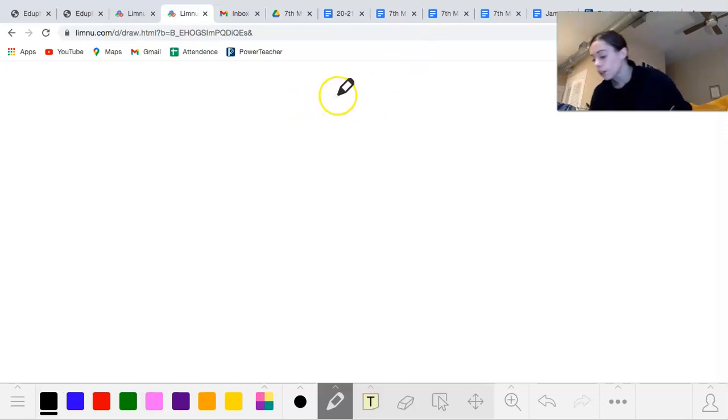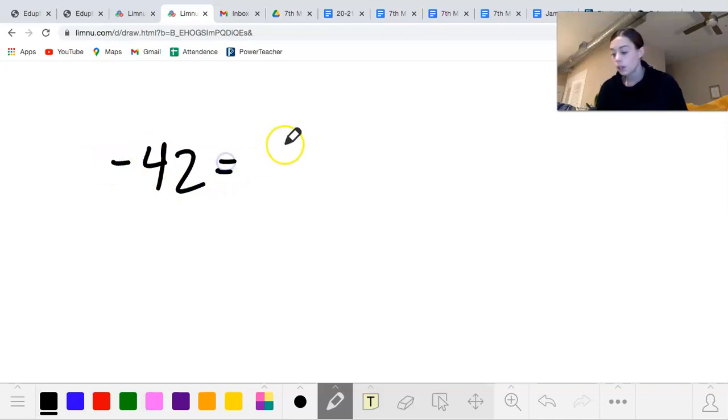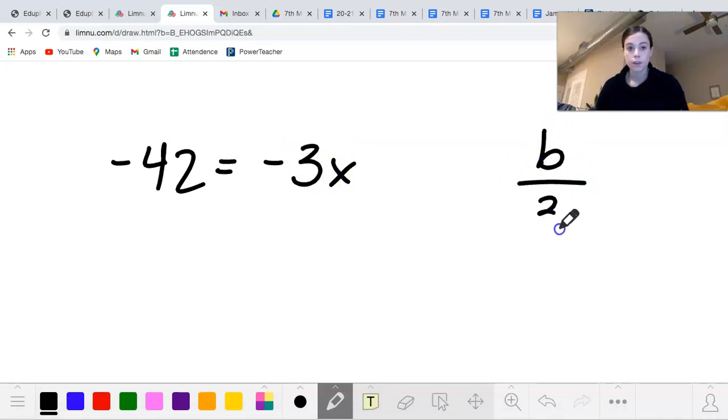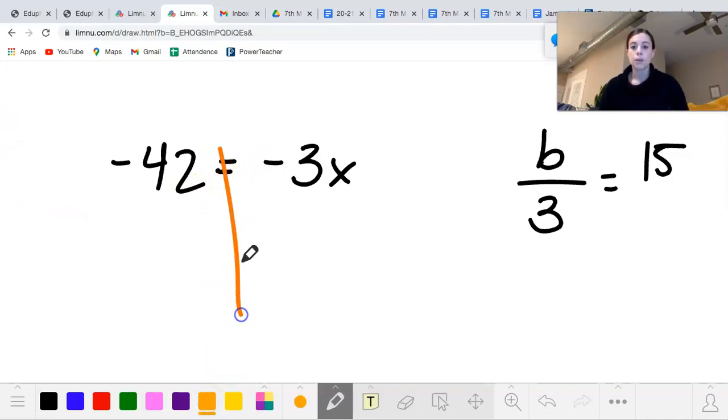My first one that we're going to do is negative 42 equals negative 3x. And the second one we'll do is b over 3 equals 15. Okay, so for this one, I'm going to draw my line. I'm going to look at my variable. What operation is happening between my variable and the number in front of it? Well, right now it's multiplication, right?